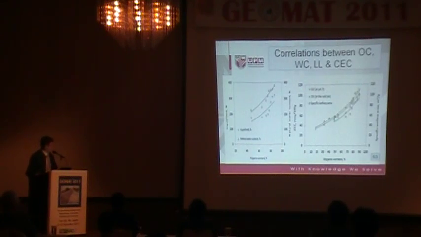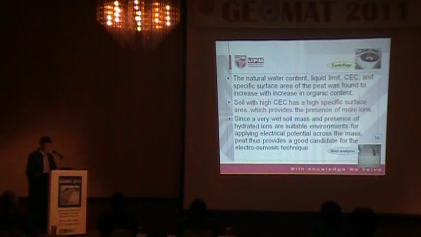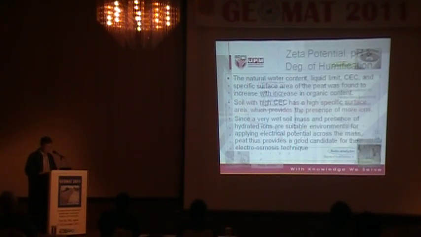So here are some of the results of our test, and these are not the properties yet. We look at the liquid limit and CEC relationship. Some of the points: natural water content, liquid limit, cation exchange capacity, and the specific surface area of peat were found to increase with organic content, and soil with higher CEC has higher specific surface area, which provides more ions. And since a very wet soil mass in the presence of ions is a suitable environment for applying electrical potential across the mass, peat is therefore a good candidate for the electroosmosis technique.